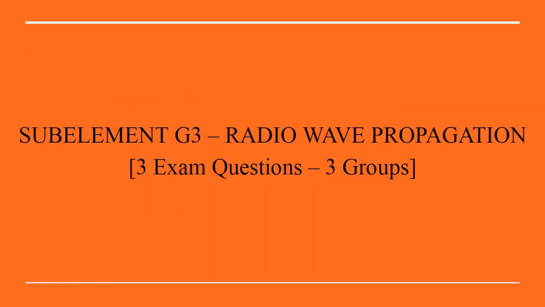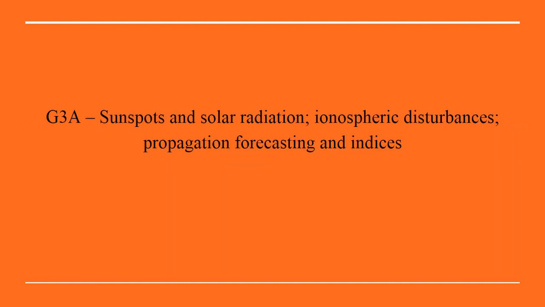Sub-element G3 covers radio wave propagation. First up, G3A, sunspots and solar radiation, ionospheric disturbances, propagation forecasting, and indices.